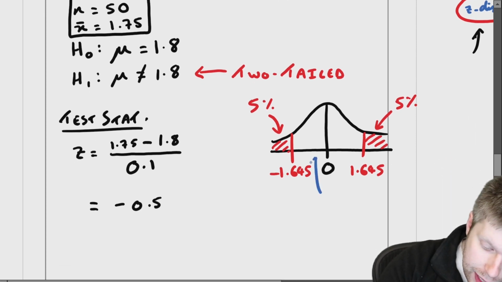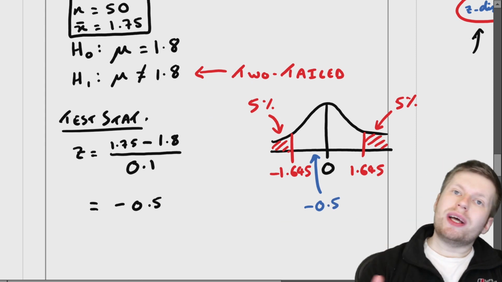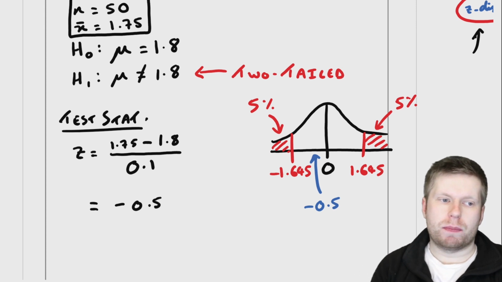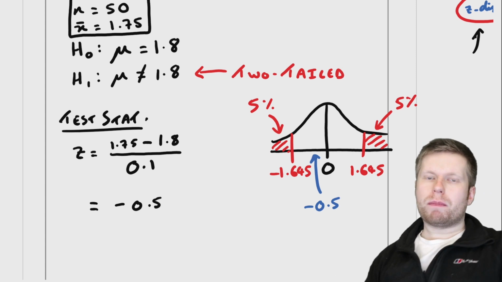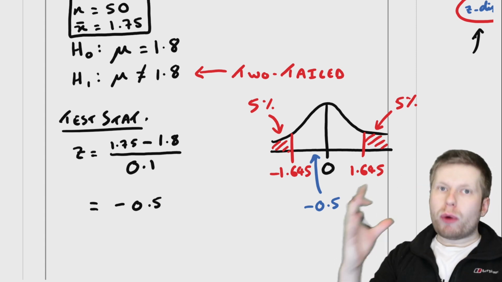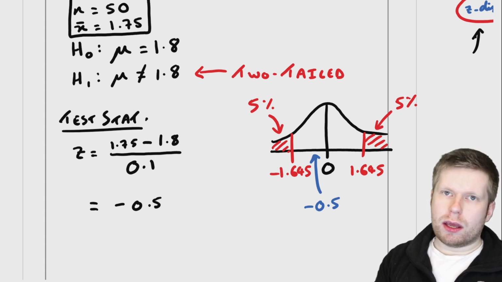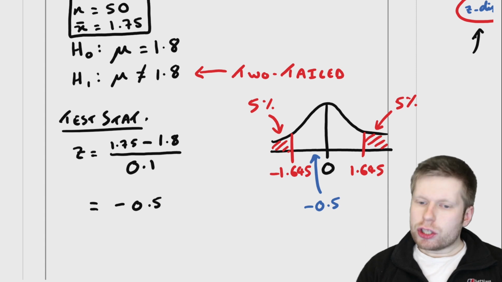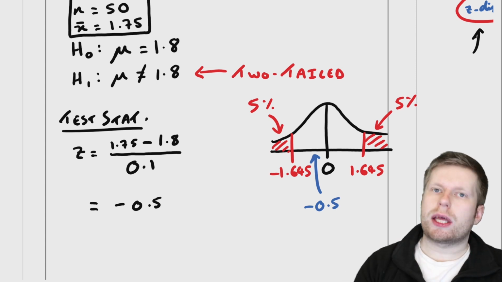Well, look, negative 0.5 lies in here. So in other words, it doesn't lie in my critical region. Because my test statistic doesn't lie in my critical region, it means that I'm well within the allowance which I'm allowing. I'm allowing 90% of my data to be allowed before I say that something's not right here. So because negative 0.5 doesn't lie in my critical region, I'm not going to reject the null hypothesis. I'm going to fail to reject the null hypothesis.